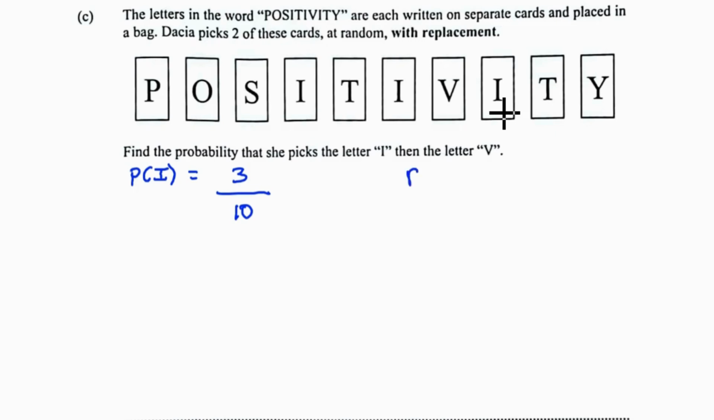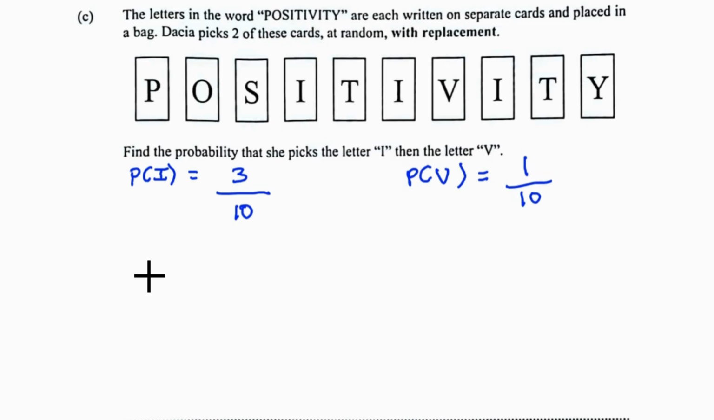Let's then find the probability of picking a V, because that's the next letter she's going to pick. Again, it's the same 10 letters, because the letters were picked with replacement. After they pick the I, the first letter, they put it back, so the amount in the bag remains at 10. How many V's do we have in this bag? We only have one V. So the probability of picking a V is 1 over 10.